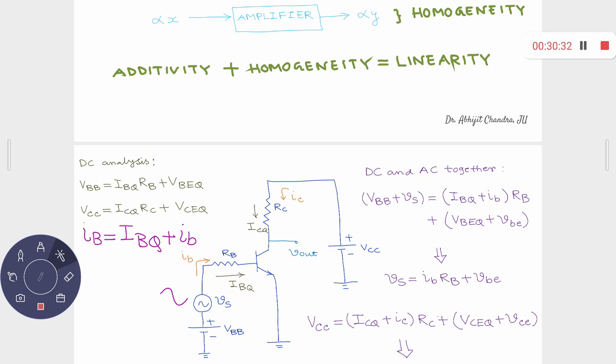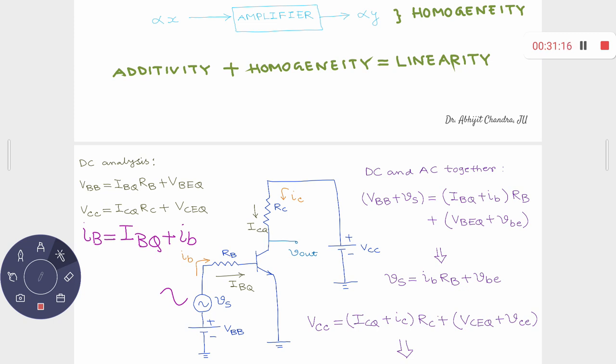Okay? And accordingly, what do you have over there? This VBEQ, that is a constant voltage between the base and emitter, plus the additional drive. So, VBB plus VS is equal to IBQ plus IB times RB plus VBEQ plus VBE. And already you know that VBB is equal to IBQ RB plus VBEQ. Right? So, therefore, ultimately it leads to small VS is equal to small IB RB plus small VBE. All of them are small. Yeah?